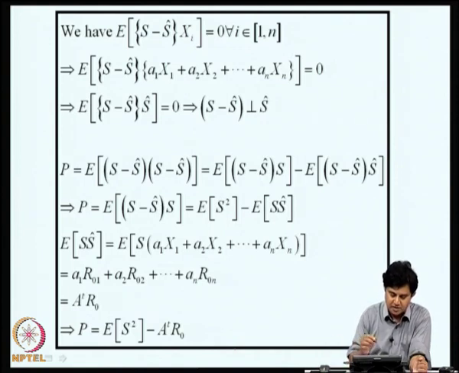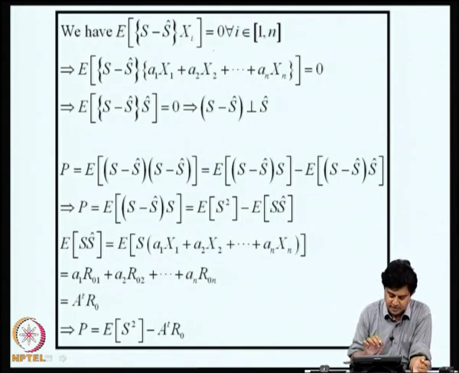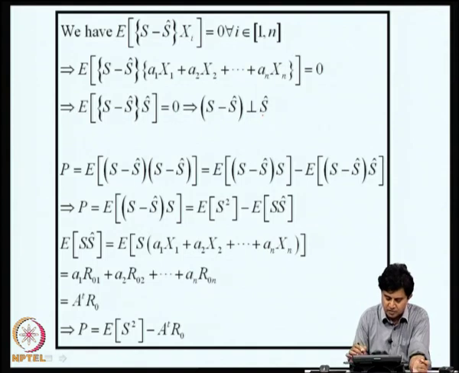We can make some more observations. We have (S minus S hat) into xi, this is the error into this data, is 0 according to the principle that we talked about just now. If we simplify this again we can show that S minus S hat is orthogonal to S hat. Based on that, if we utilize this result we can actually find out the optimal value of the error, and that error turns out to be this quantity. So, this can be verified.